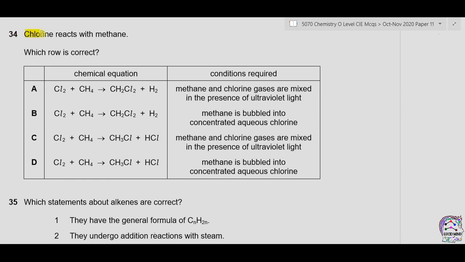Question number 34. Chlorine reacts with methane. Which row is correct? Now in CH4 we have 4 carbon-hydrogen bonds. And what happens is that chlorine first converts into free radicals and it replaces hydrogen atom one by one. So the product formed is CH3Cl, and this replaced hydrogen will react with another free radical of chlorine to form HCl. Now free radicals are formed when chlorine is exposed to UV light.